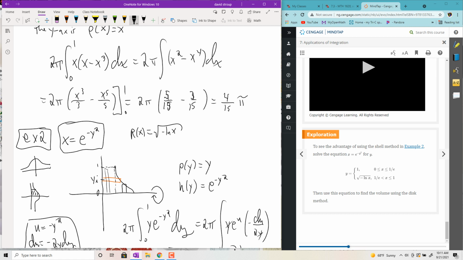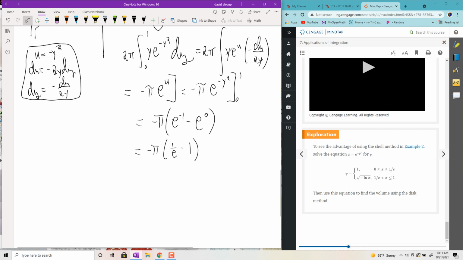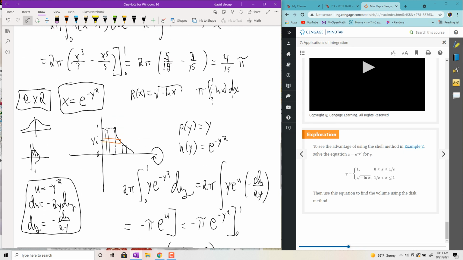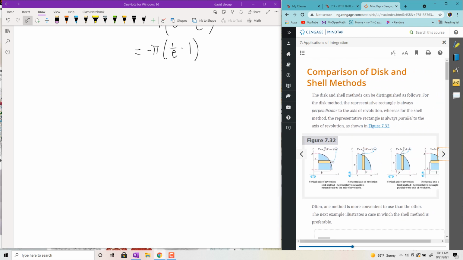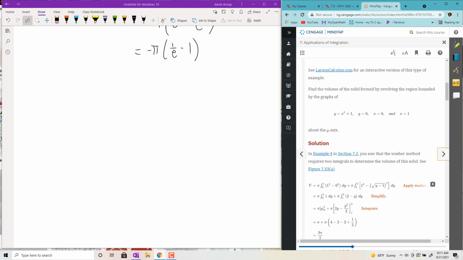We don't know how to integrate that just yet. When you put it into your integral, it's going to be pi from whatever point that is to 1 of negative ln of x, because it's pi r squared dx, and we don't know how to integrate the natural log yet. We will learn how to do that, but right now we don't. So you wouldn't be able to do the disk method, is the point. You've got to learn this method. Now they're actually going to compare the disk and the shell methods in a couple of problems.